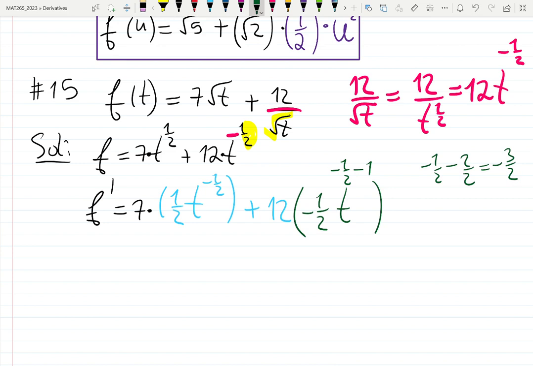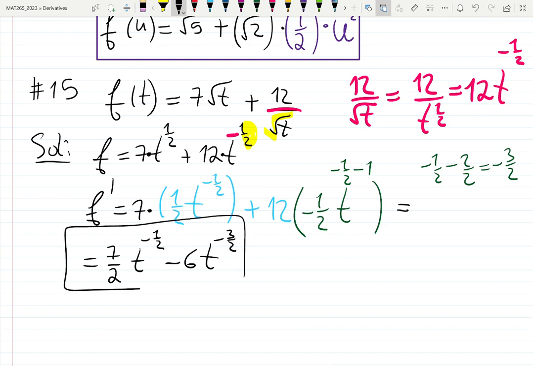Find it. I guess let's simplify. If it's multiple choice, it will be 7/2 t to the minus 1/2 minus 6 t to the minus 3/2. Find this in the multiple choice. Good?